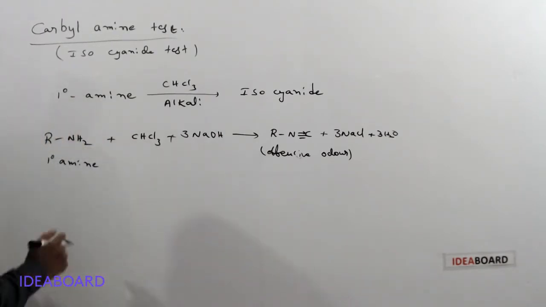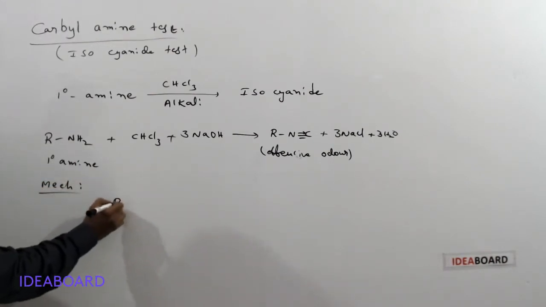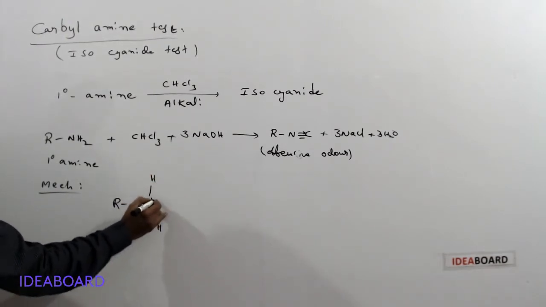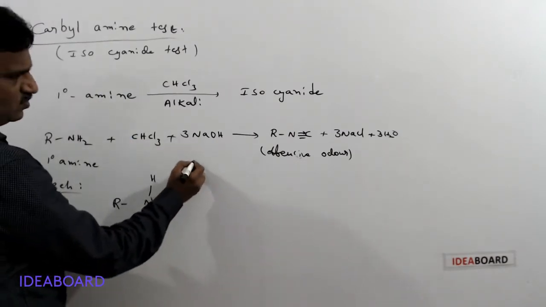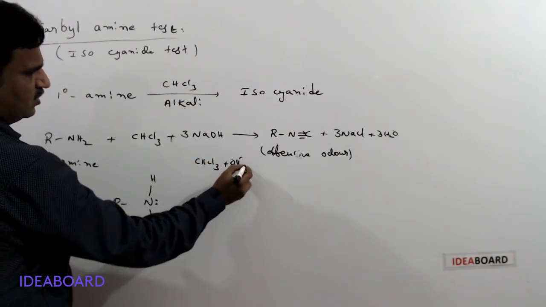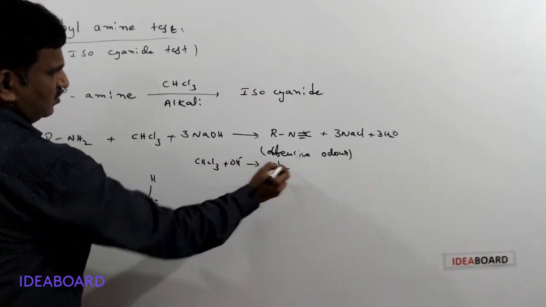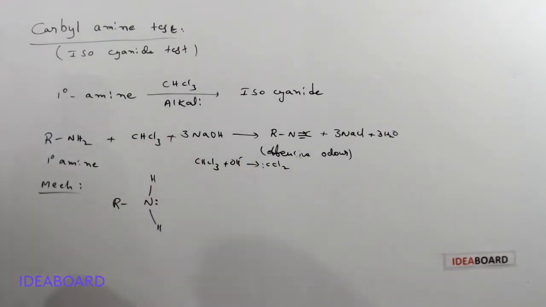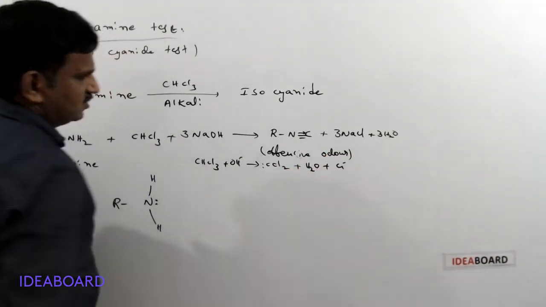Okay, if we take the mechanism, it is a very simple mechanism. For RNH2, here I am writing hydrogen, another hydrogen, and there is a lone pair on the nitrogen atom. This is CHCl3. Writing the short form CHCl3 plus OH minus, or NaOH if you are taking, it forms dichlorocarbene, CCl2, plus H2O plus Cl minus.